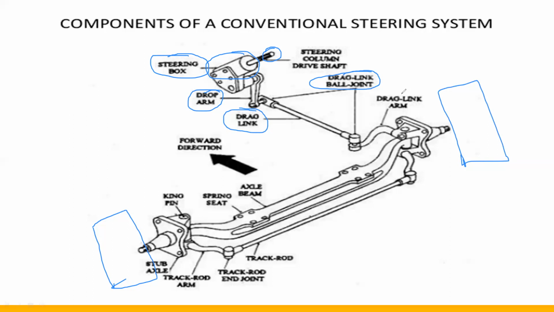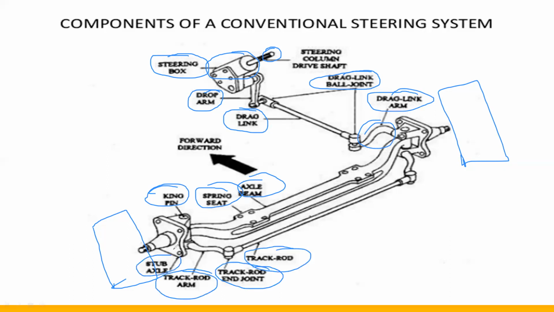The drag link is connected with the drag link arm, and this drag link arm is connected to the front end axle. You can see the axle beam, spring seat, kingpin, track rod, track rod end joint, track rod arm, and stub axle. On this axle we have a track rod, which is connected with the track rod end joint, and this track rod end joint is connected with the track rod arm and the stub axle.